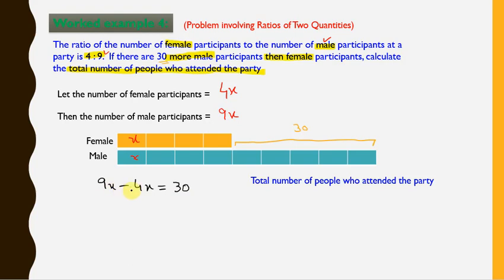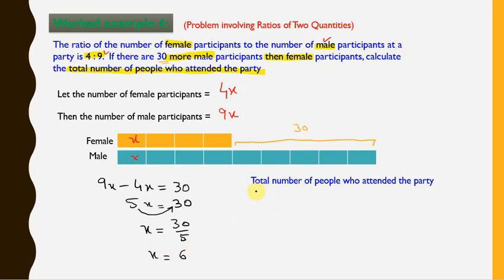Now we will solve the like terms. 9x subtract 4x, we have 5x equals 30. 5 is multiplying over here and it will be divided when we shift it to the other side. So that will be 30 upon 5. And if we simplify it, we will get 6. So the x value is 6.